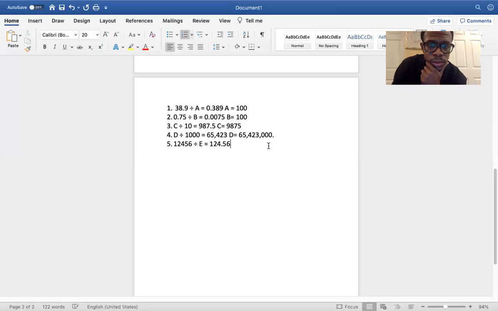All right, E. We had 12,456. We divided it by something, and we got 124.56. So we know that the decimal point was moved. It was originally right here, and then it moved 2 times to the left, 1, 2. So we know that E is 100.